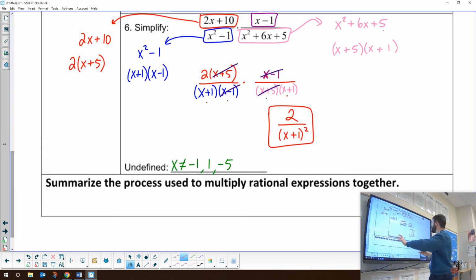Okay? All right. So summarize the process. First, we factor. Second, we find my undefineds. Those are the ones that are on the bottom. Then we combine our fractions by multiplying, and we cancel it out, and we get our final answer. Okay? So that's really the process.